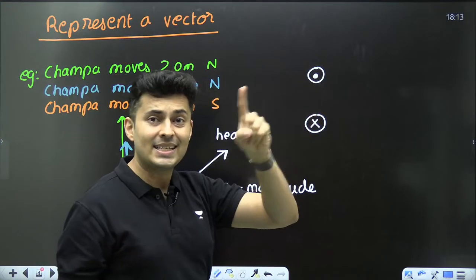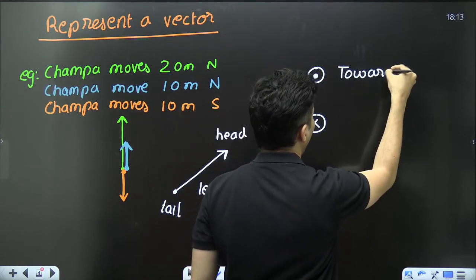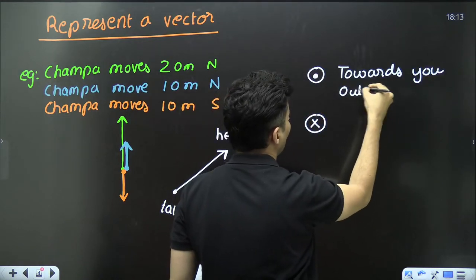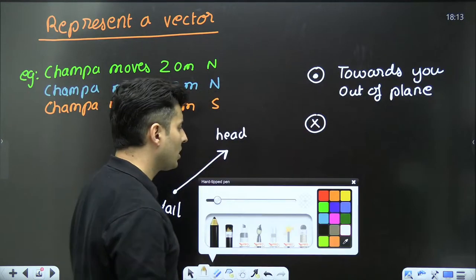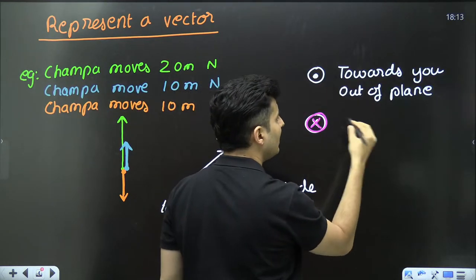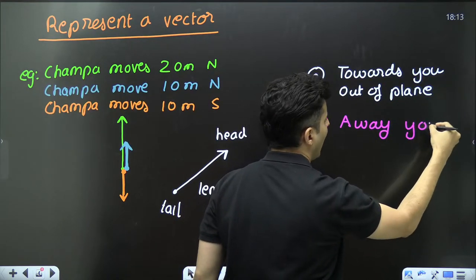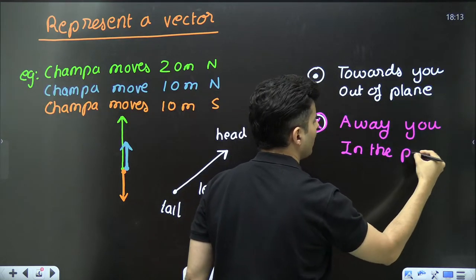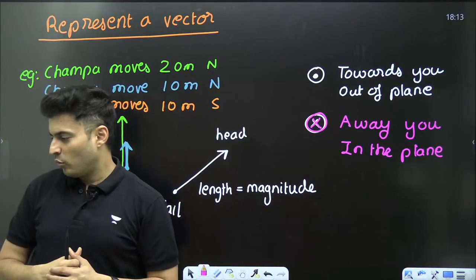This dot means that's a vector coming towards you. Basically, you can also say out of the plane. It is coming out of the plane. But the moment I make it a cross, then it is going away from you. I can also say it is in the plane, into the plane of that particular paper or the board. That's what it means. Very good.